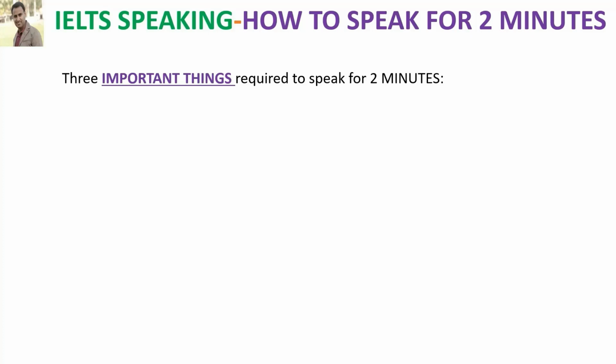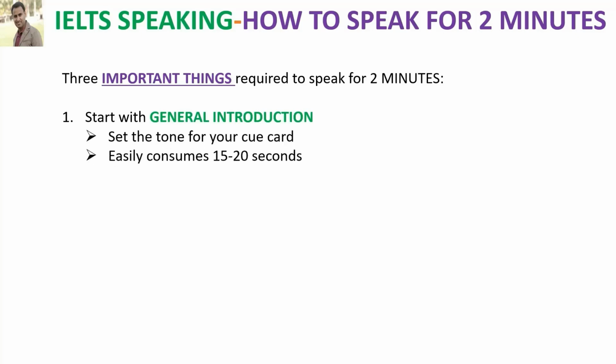Now, in order to speak for 2 minutes, making only 6 basic points is not enough. You have to follow a certain structure and methodology. The first thing is to never start with the main topic. Always start with a general introduction. The purpose of the general introduction is to set the tone for your cue card and to consume time in order to speak for 2 minutes.